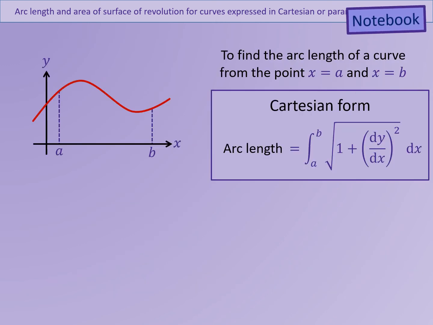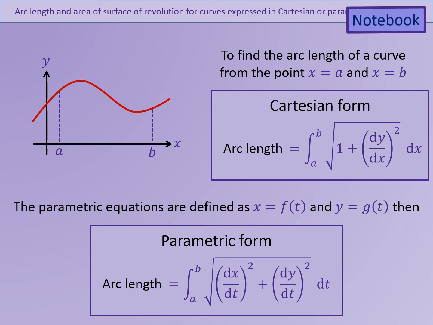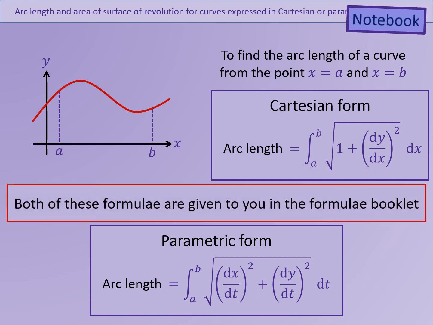Okay, so just in your notebooks, you've got the Cartesian formula from before, so you don't need to copy that bit back down, but you can also add to that by putting the parametric equation. So the parametric equation looks like that, very similar, but as you can see, it's in terms of t at the end. So you're integrating in terms of t, and you've got your dx over dt and your dy over dt as separate parts. Both of those formulas are given to you in your formula book, so you don't need to learn them, but you do need to know how to use them. Okay, so pause to give yourself enough time for your notebook.